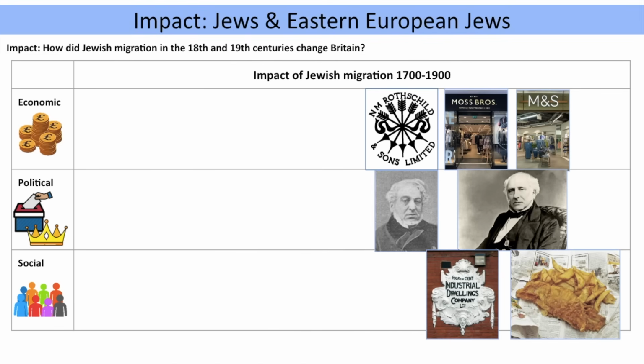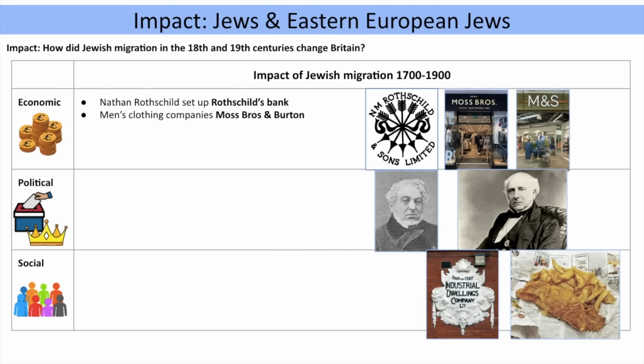So despite the negative experiences and despite the anti-Semitism, we do still see a major impact of Jewish migration at this time, both from Western European Jewish migration from the beginning of the period and from Eastern European Jewish migration at the end of the period. There's definitely a massive economic impact, as already mentioned. Places like Rothschild's Bank are set up, which have a huge economic impact on finance and banking.